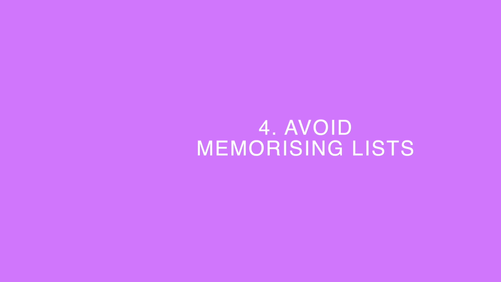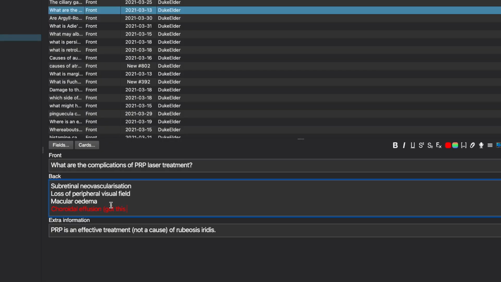Number 4 is avoiding memorizing lists. The reason for this is it's easier to identify what you're forgetting if your items are split up 1 to 1. If you've got a list of, say, 4 items but it's only the last thing that you keep getting wrong, you're going to have to press again on the entire card, meaning that the first 3 things that you already knew keep coming back again, which is not the most efficient way to learn.